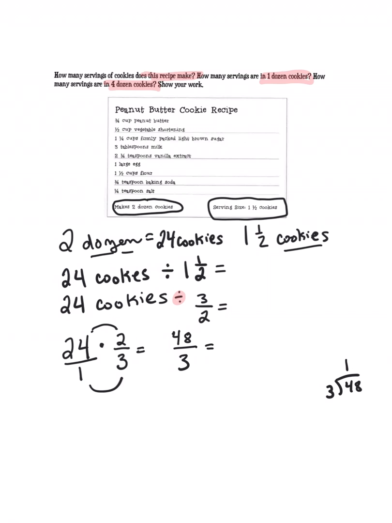So 4 divided by 3 is 1. 1 times 3 is 3. 4 minus 3 is 1. Bring down the 8. 3 goes into 18 6 times. 6 times 3 is 18, so I have no remainder, which is great. Okay, so my final answer is a recipe that makes 2 dozen cookies will give you 16 servings.